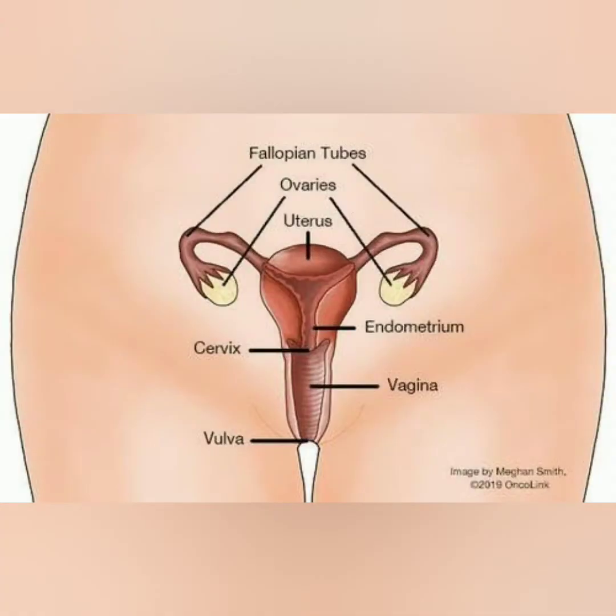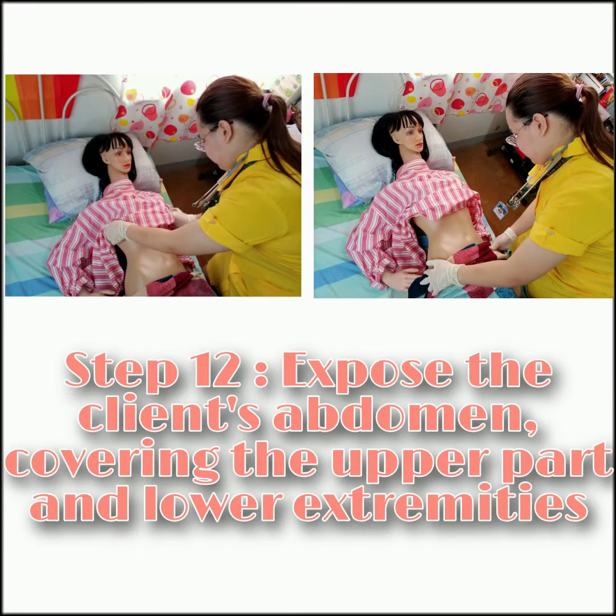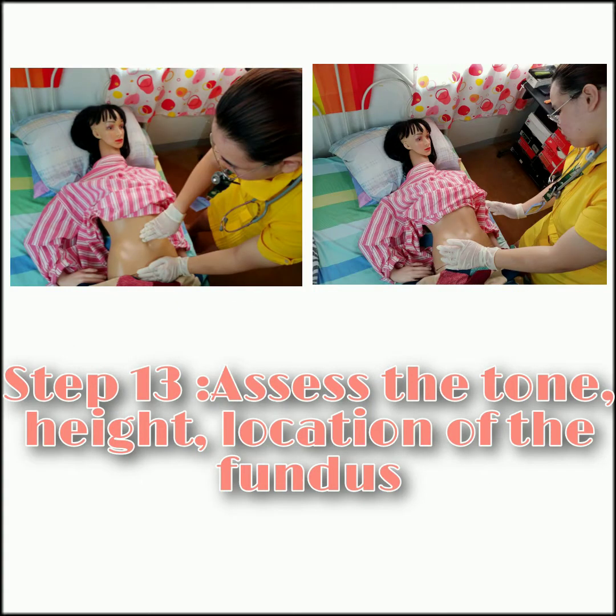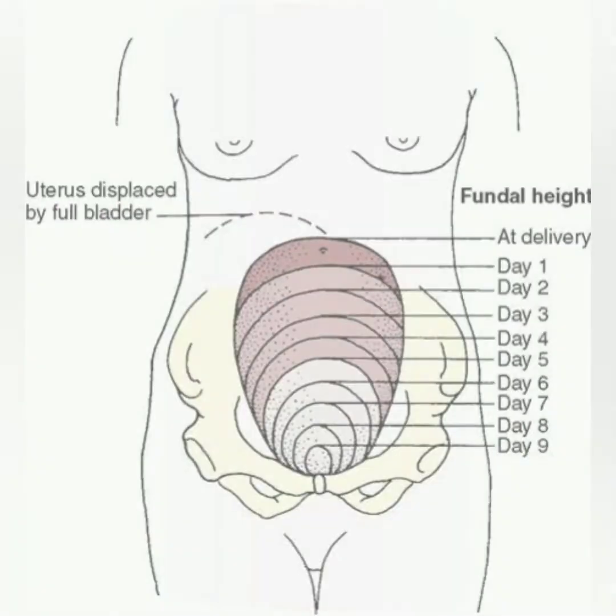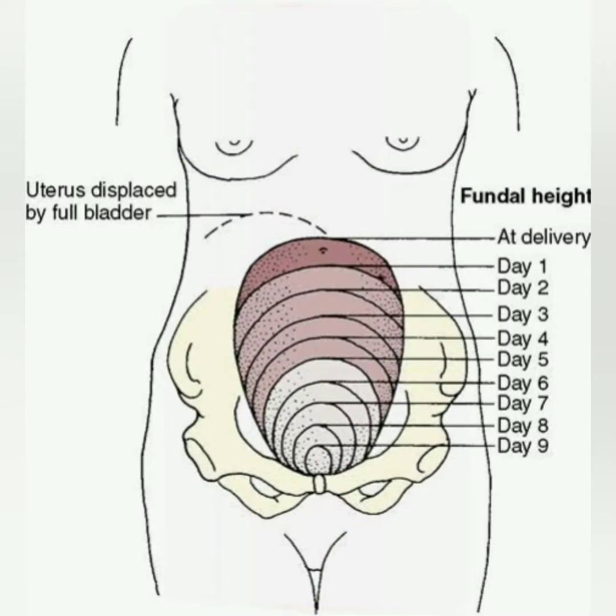And now, let's proceed to the uterine assessment. Step 12. Expose the client's abdomen, covering the upper part and lower extremities of the patient. Step 13. Assess the tone, height, and location of the fundus. So now, let's find out the fundal height.